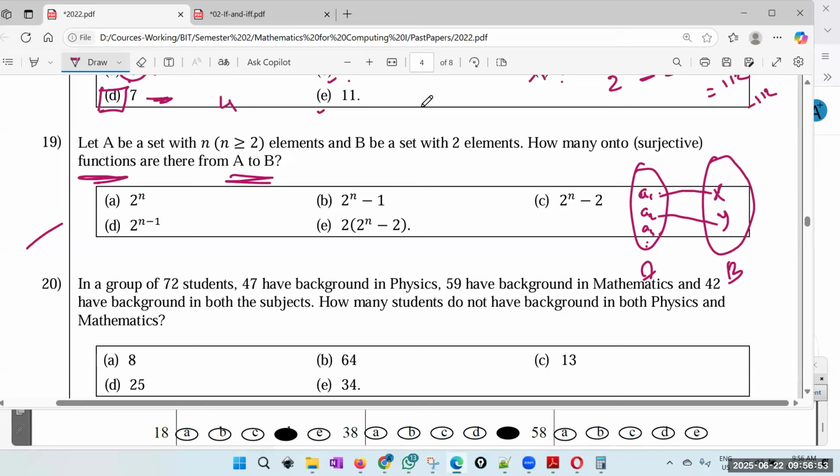So then if n is 2, how many possibilities? This maps to this, and this maps to this, or this maps to this, and this maps to this. So there is 1, 1, 2. Right. So then this can map to this and this can map to this also. So then 2 into 2 is 4. So I get 4 possibilities, because these two can be swapped and this can be mapped to this. Okay.